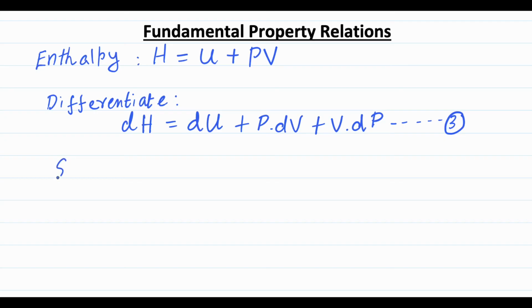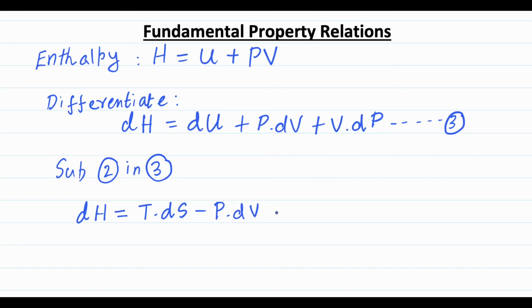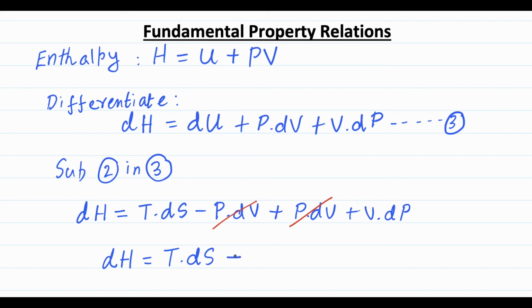Now when we substitute equation 2 in equation 3, we are going to get dH is equal to TdS minus PdV plus PdV plus VdP. As we can see, we can cancel plus PdV and minus PdV, and therefore finally what we get is dH is equal to TdS plus VdP. So this is the differential form of enthalpy.